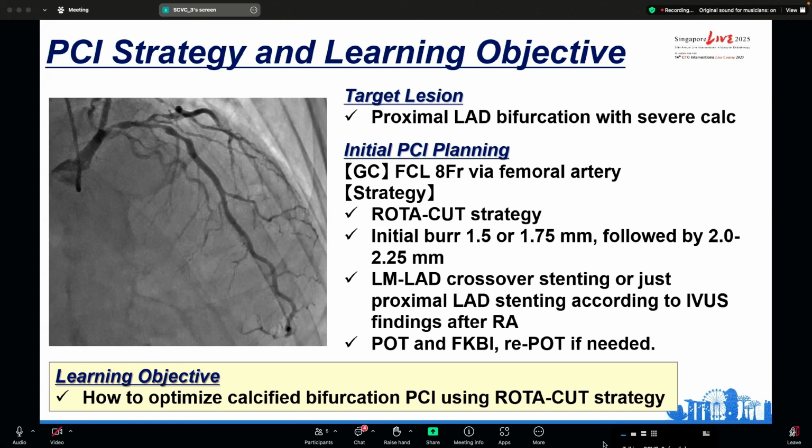The learning objective is how to optimize calcified bifurcation PCI using the Rotacut strategy. That's all of my presentation. Thank you very much for your kind attention. Okay, thank you so much, Matsuno Sensei.